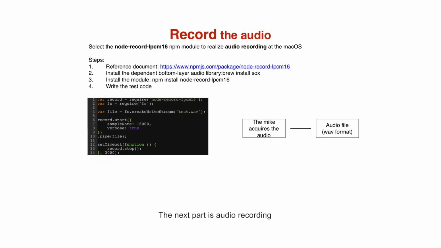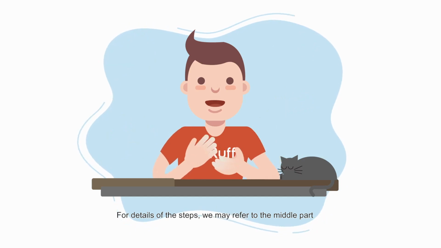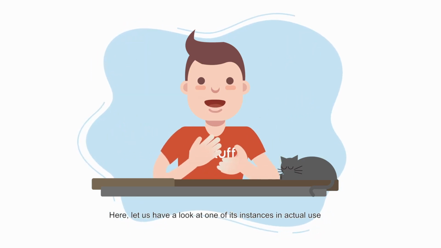The next part is audio recording. As we discussed just now, the input of speech recognition is a WAV audio file. Then, how can we generate this WAV audio file? Here, we mostly rely on an NPM module, and it allows audio recording under Mac OS. For details of the steps, we may refer to the middle part. Here, let us have a look at one of its instances in actual use.